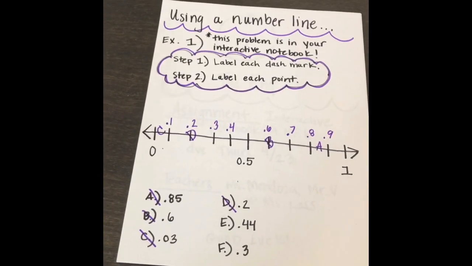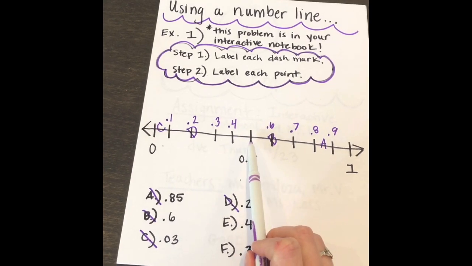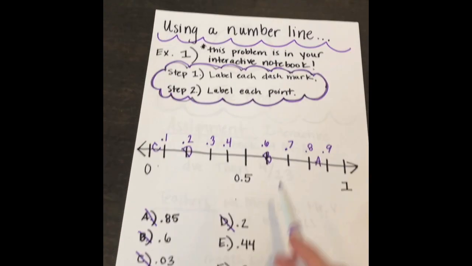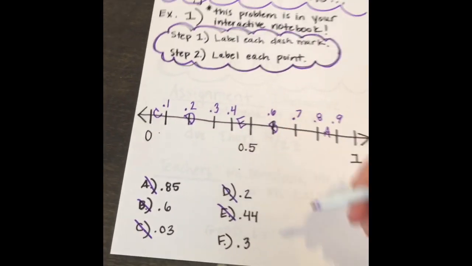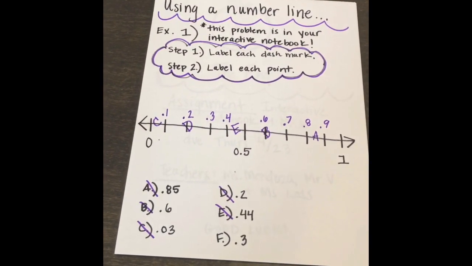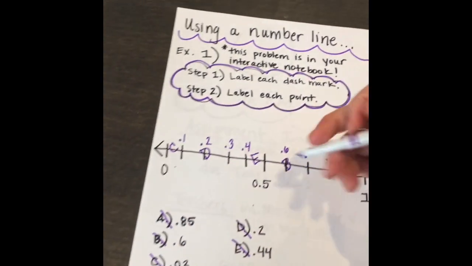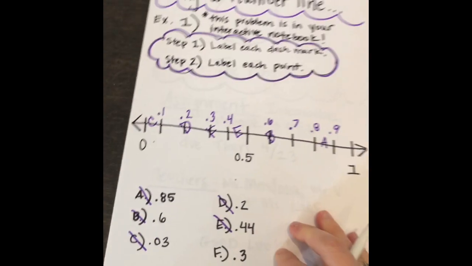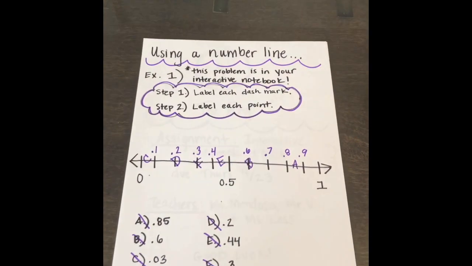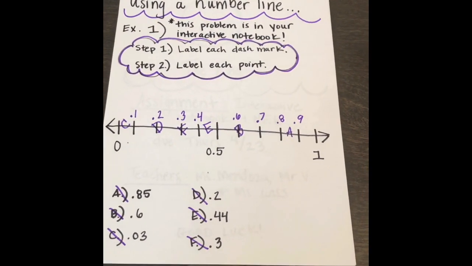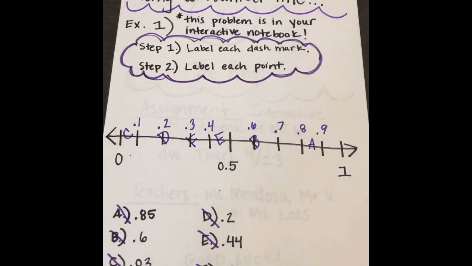E, 0.44. So what I would recommend is finding the space between 0.4 and 0.5. 0.44 is going to be in between those two decimal points, E. Now finally, F. Here we see, instead of 0.03, we see 0.3. We've already labeled that and can place it onto our number line. So, on your number line, just make sure that you're dragging it as close as possible to the decimal that you can.